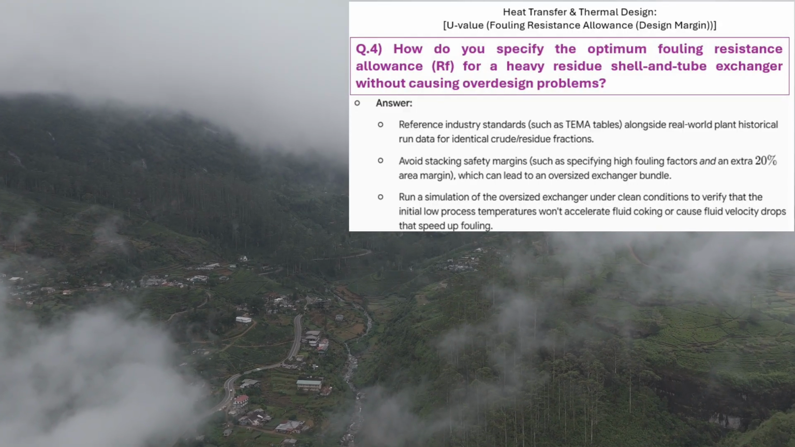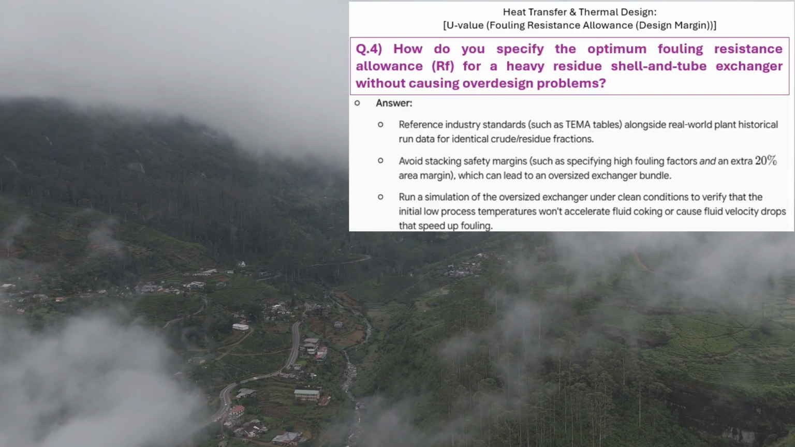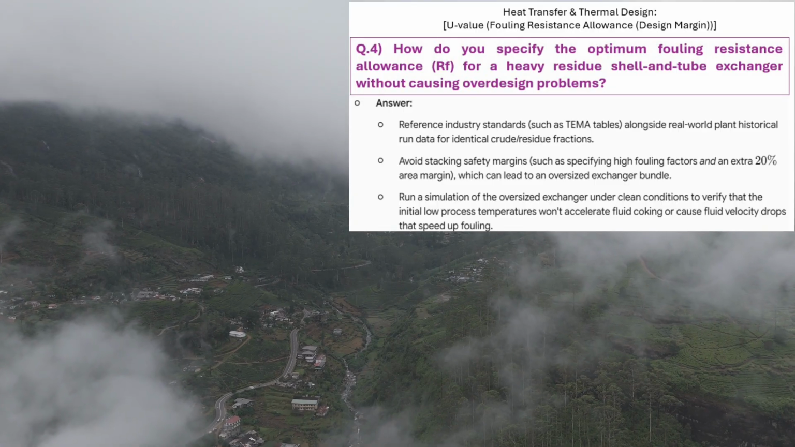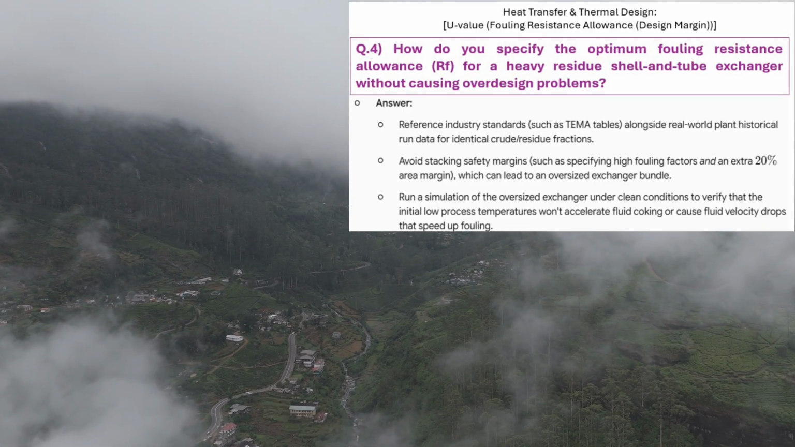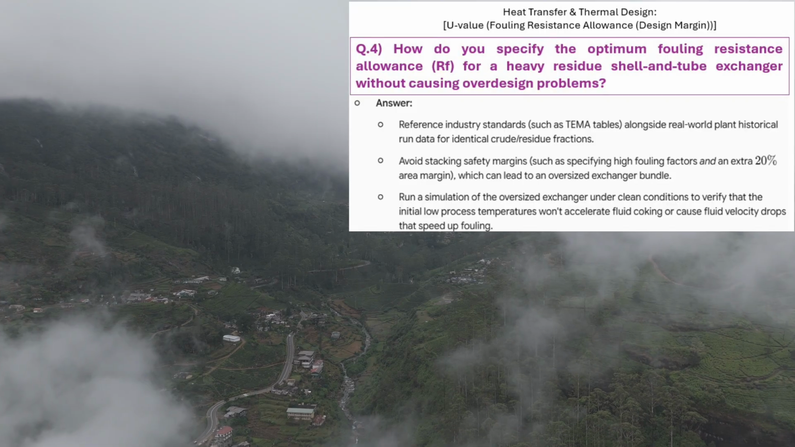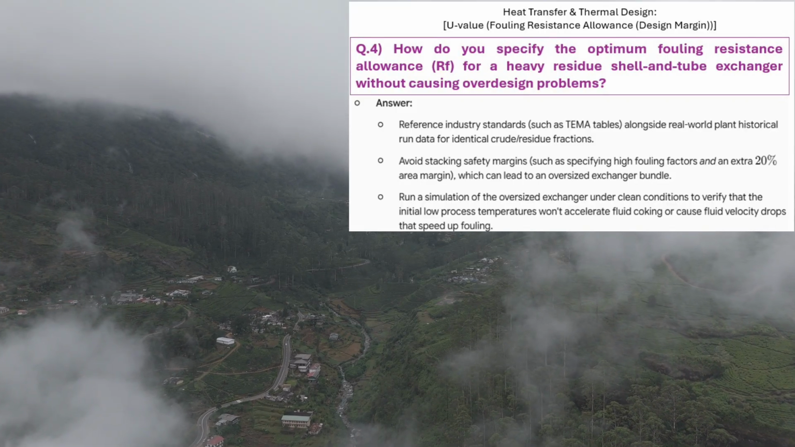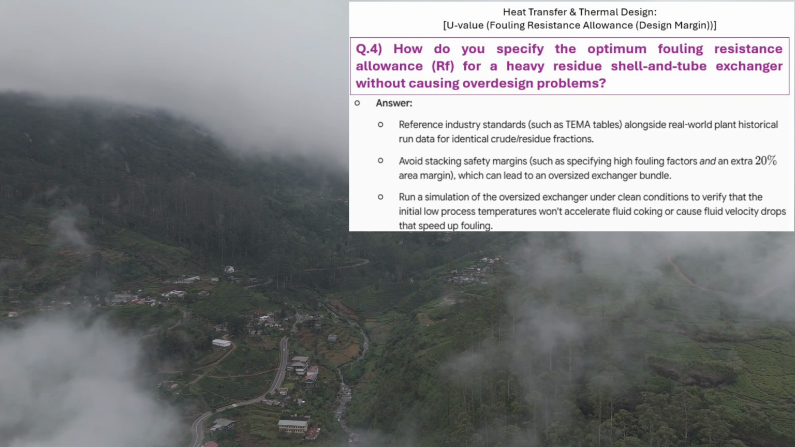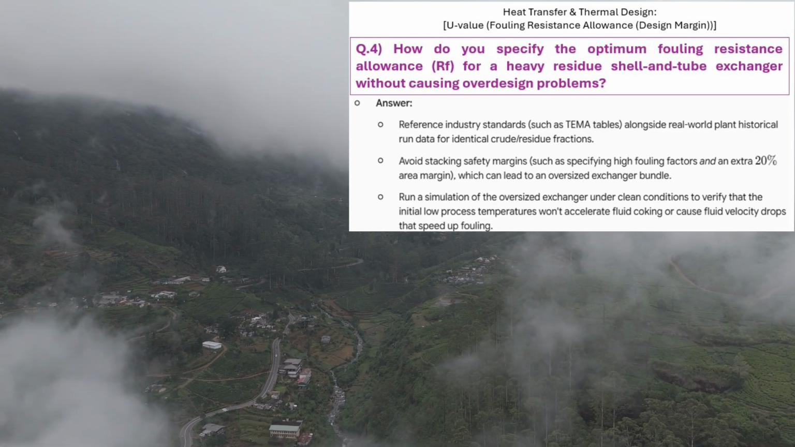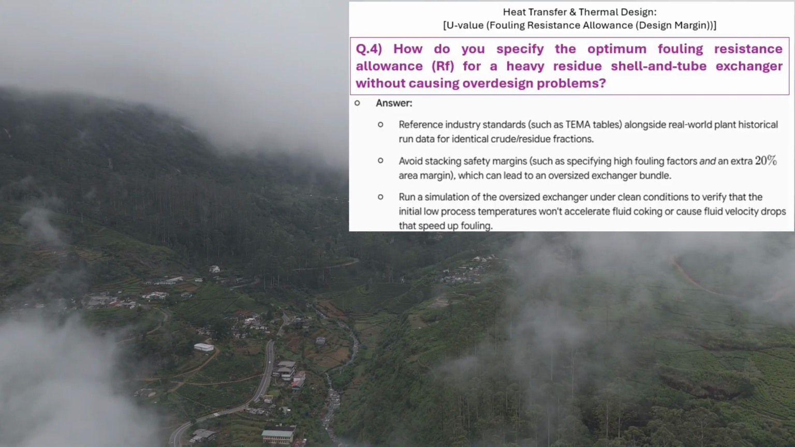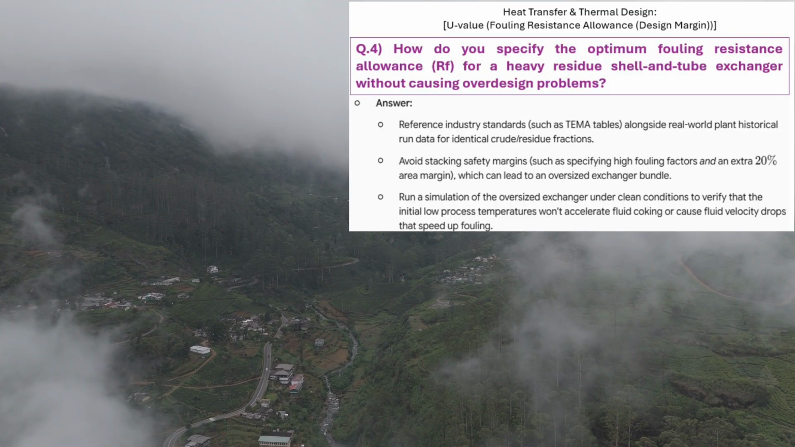Over-designing a bundle inadvertently but unavoidably lowers fluid velocities. This aggressively accelerates the exact physical fouling mechanism you are attempting to mitigate. Because of the sheer volumetric flow area. Yes, if you oversurface a heavy hydrocarbon exchanger by 30%, the extra flow area causes profoundly sluggish fluid velocities during the initial clean run conditions.